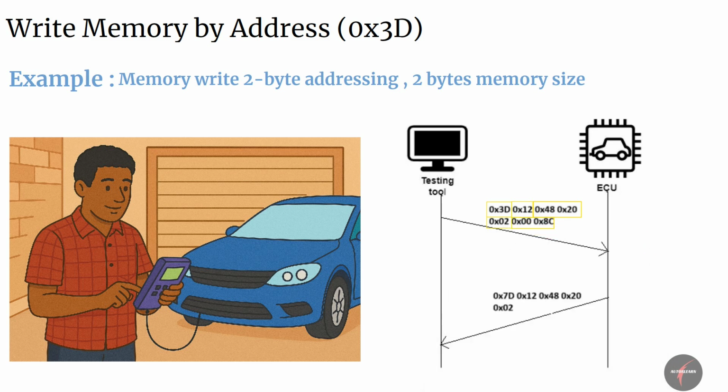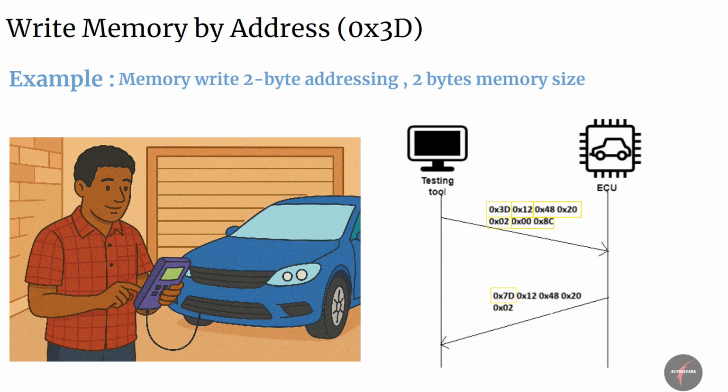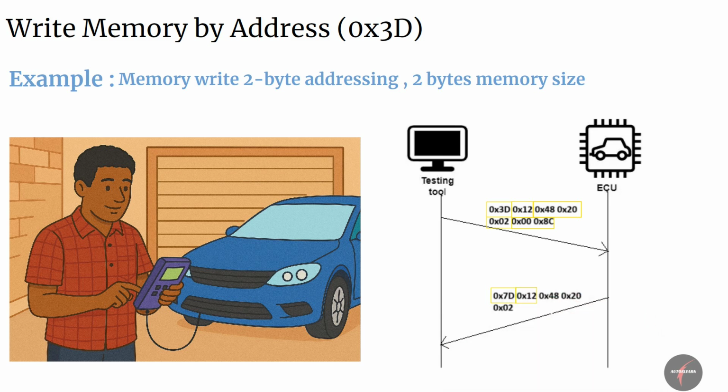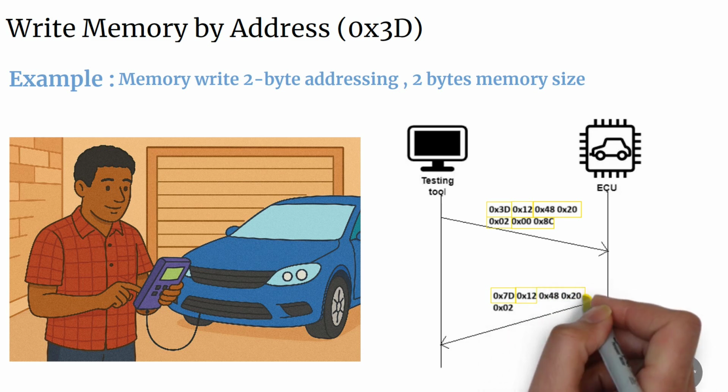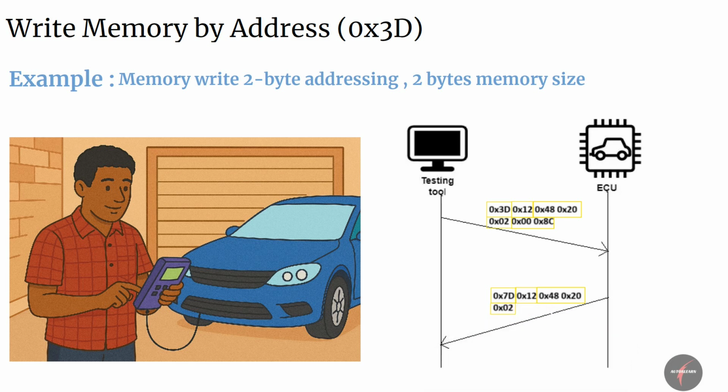Now, let's look at the positive response from the server. The response service ID will be 0x7D. The address and length format identifier will echo the request value, that's 12. The memory address will also echo the request value, 4820, and the memory size will again echo the request, 02.